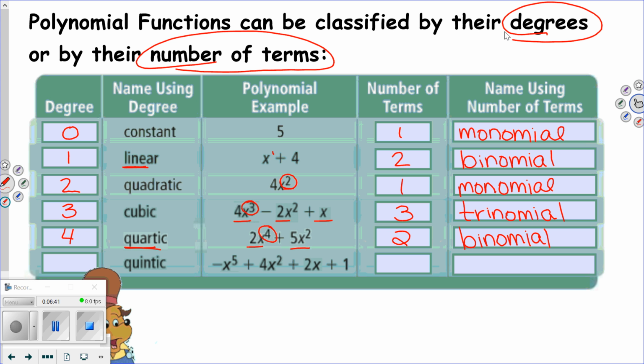All right, and the last one, x to the 5th, is quintic, 5th degree. This has 1, 2, 3, 4 terms. What do you call something with 4 terms? Hmm? Yes.